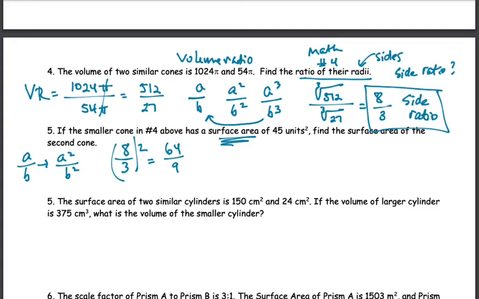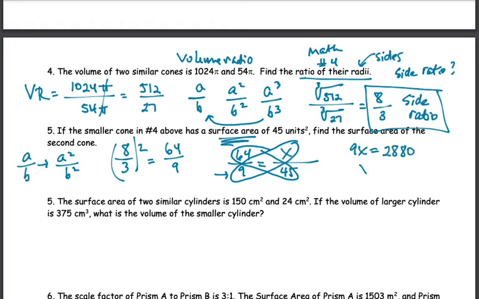Okay, so now that I have the area ratio, I need to set up a proportion. So we've got our area ratio, 64 over 9, and it tells me the smaller cone is 45 units. So my smaller number is the 9. I need to put the 45 where that is. And I'm going to find the surface area of the larger one, so I'll put an X here. Because we have one fraction equal to one fraction, I can cross multiply. So I'll multiply those two together, and I'll multiply those two together. And that gives me 9x equals 2,880. And then when you divide by 9, you're going to get 320. So the surface area of the larger cone is 320 units squared.